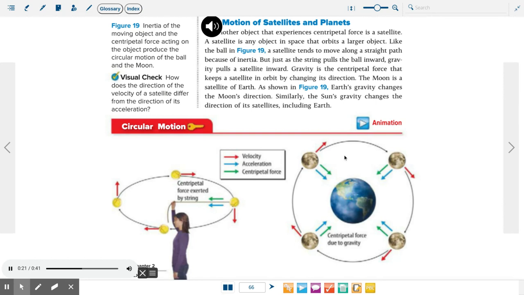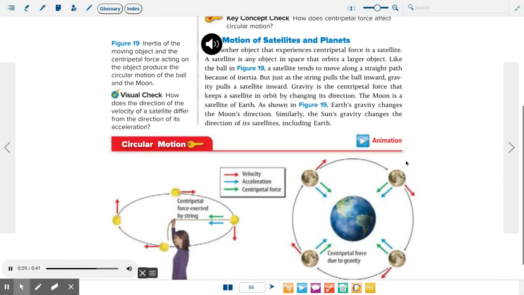In circular motion, a force that acts perpendicular to the direction of motion toward the center of the curve is centripetal force. The figure also shows that the ball accelerates in the direction of the centripetal force. Key concept check. How does centripetal force affect circular motion?